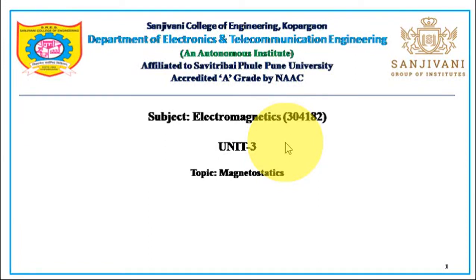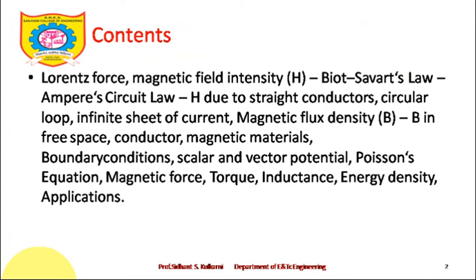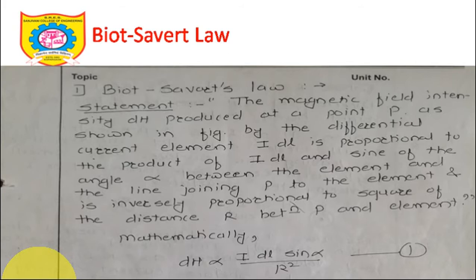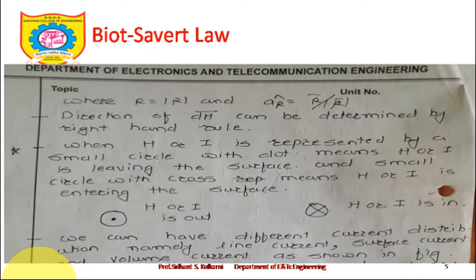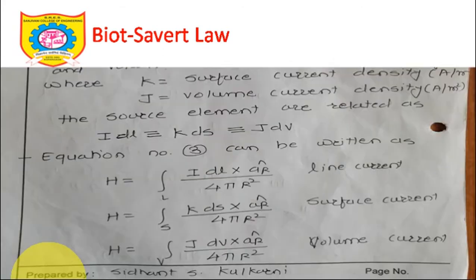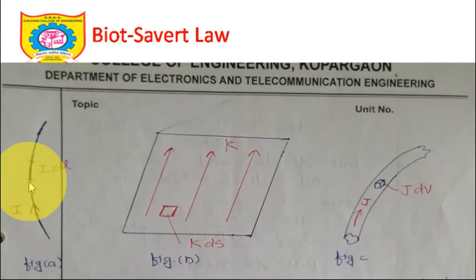Welcome back students. In the previous lecture we started with magnetostatics and went through the Biot-Savart law. We tried to understand the line current density and surface current density, their equations, and how they differ. We covered how the direction of current leaving or going inside the surface is denoted, the notations, and finally the line current density, I, K and J, where I, K and J are the current densities respectively.